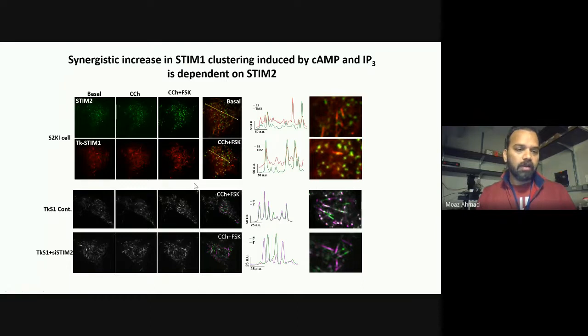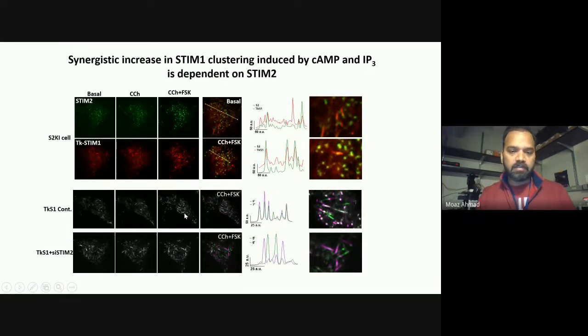So we wanted further evidence of what happened to these Stim1 and Stim2 in the wild type cells. We expressed TK Stim1, which is tracking under the basal condition, as we see in the knock-in cell line. It doesn't respond to the low carbachol, but when we put the synergistic stimulus, it causes clustering exactly similar to what we see in the knock-in cells. And when we knock down the Stim2, this clustering of Stim1 is substantially reduced.